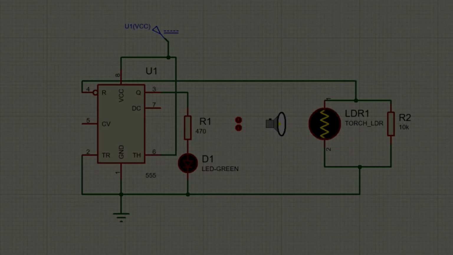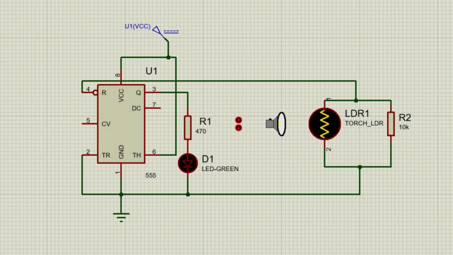Number 2. A dark detection signal generator. This circuit is a dark detection signal generator using a 555 timer IC configured as a comparator.